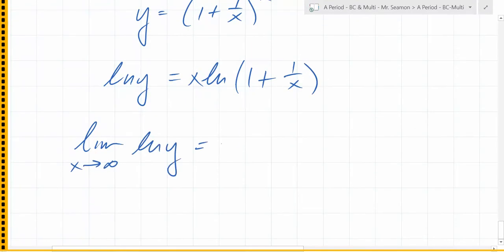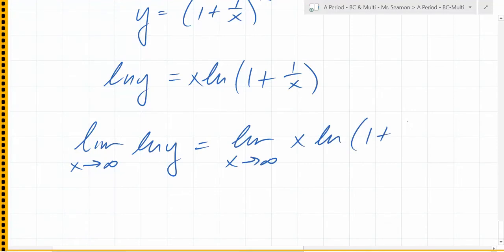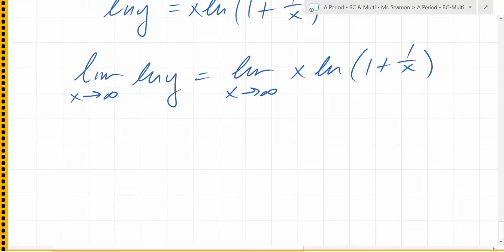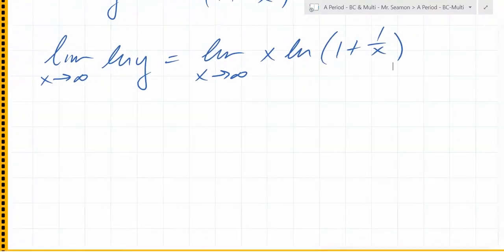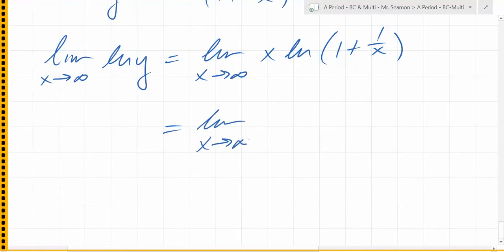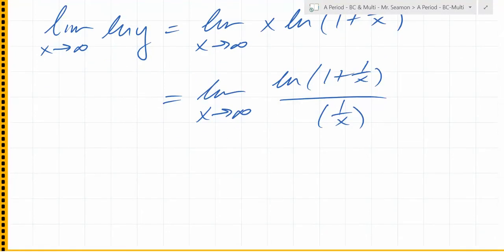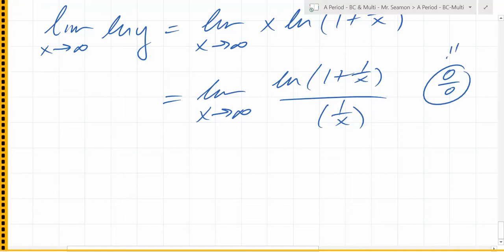The limit of ln y is going to be the limit as x goes to infinity of x ln of 1 plus 1 over x. But there's no indeterminate form yet. So what are we going to have to do? What was that term we made up? Forced division. This is equal to the limit as x goes to infinity of ln of 1 plus 1 over x, all over 1 over x. As x goes to infinity, the top goes to 0 and the bottom goes to 0. You have a L'Hopital check here. It is an indeterminate form, so what can you apply?